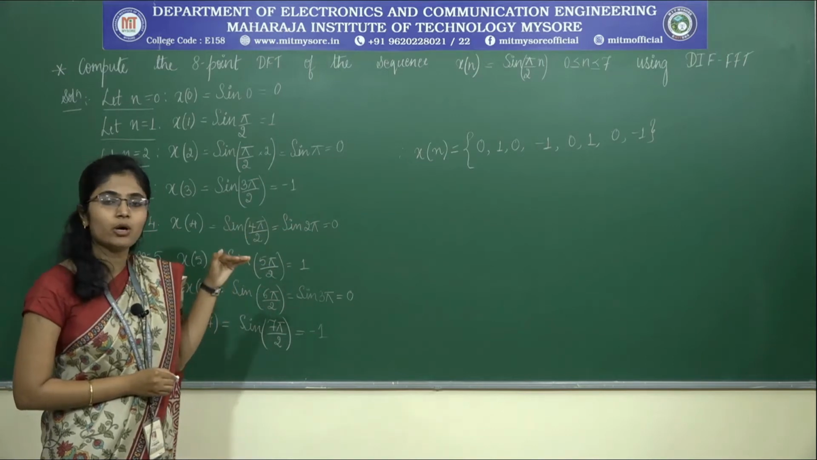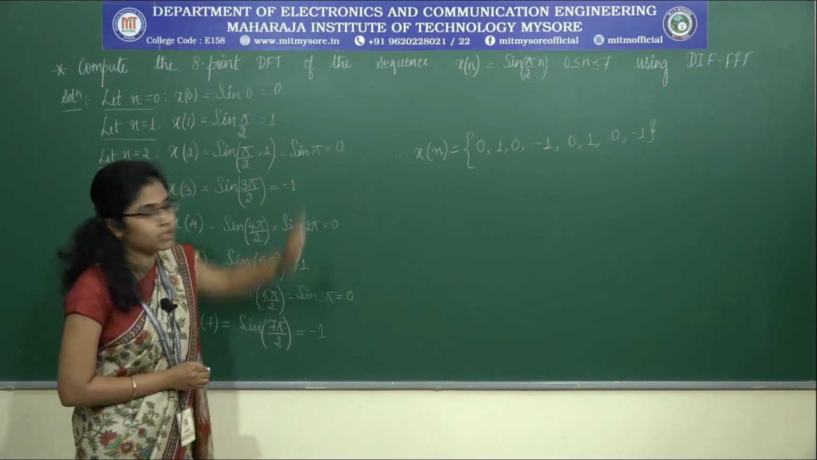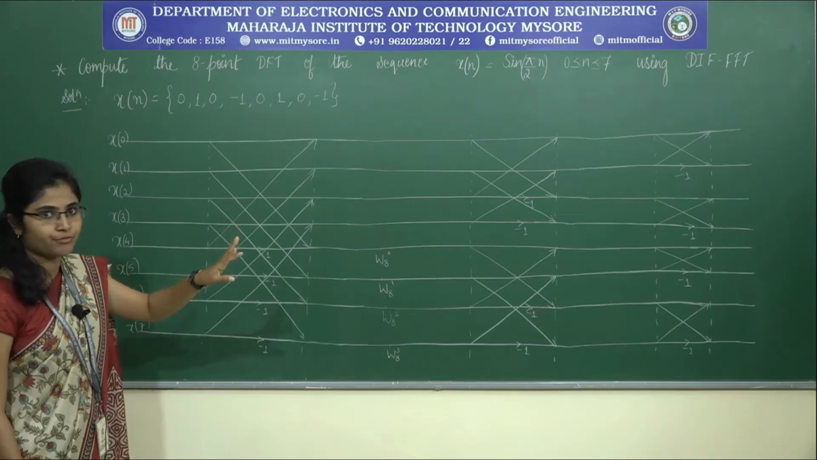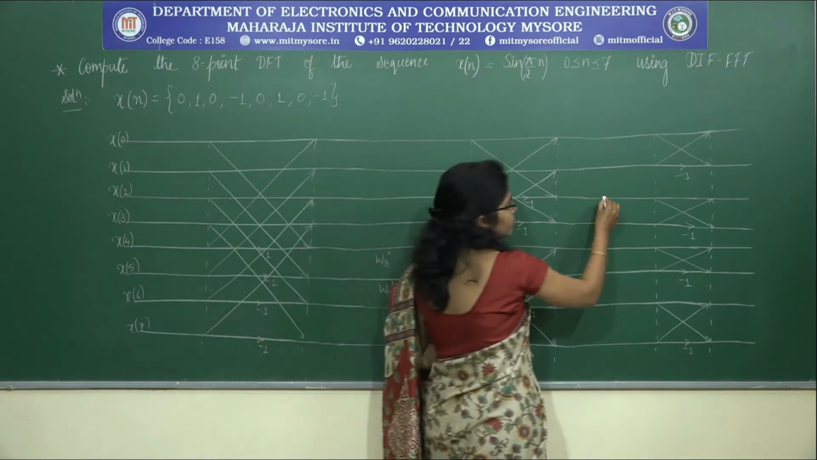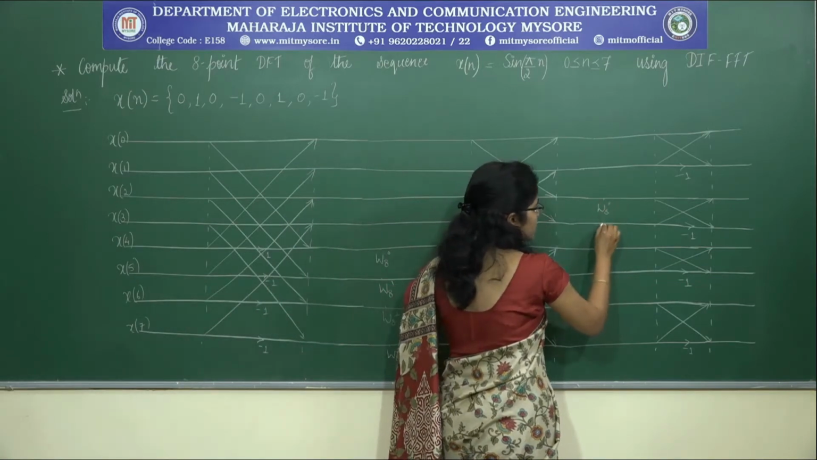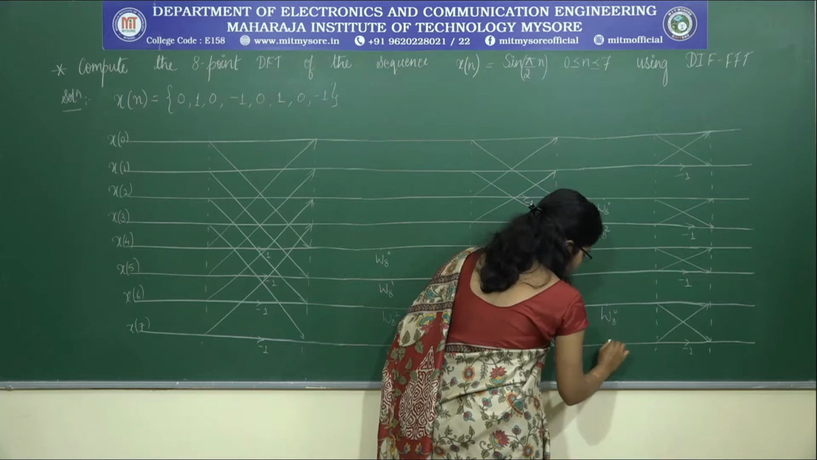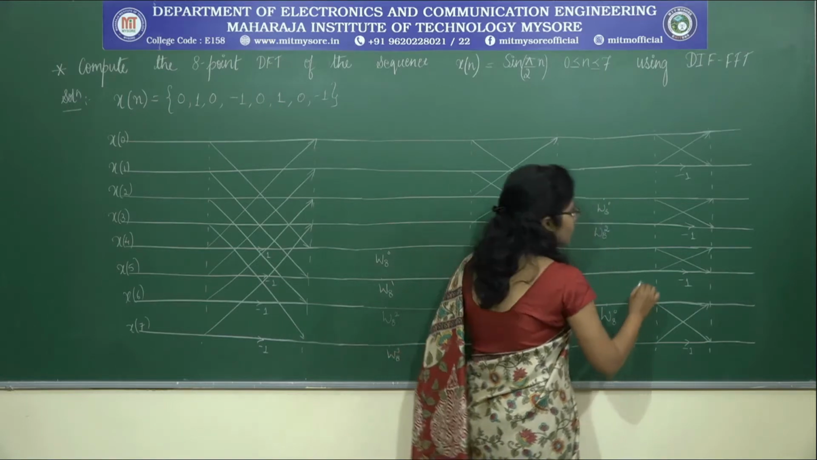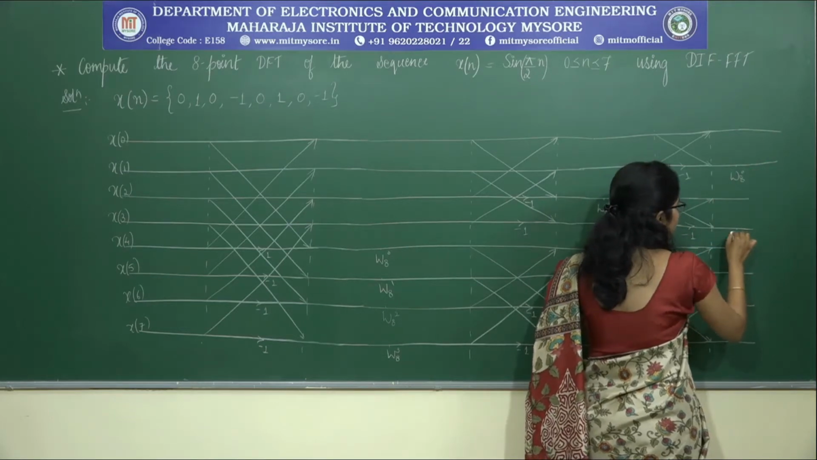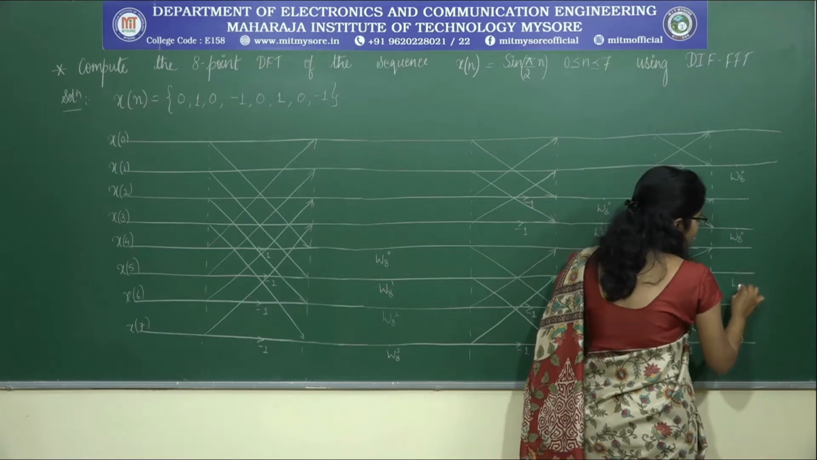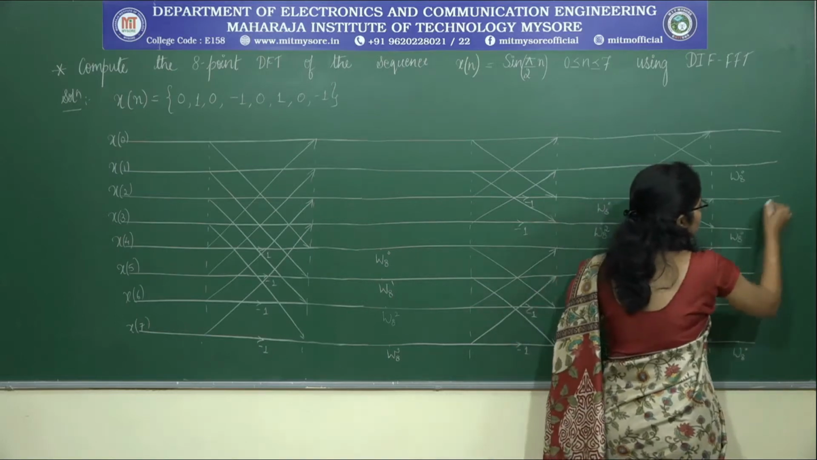Now, to this sequence I need to apply DIF FFT algorithm and find out the DFT for this particular sequence. If I draw the butterfly structure of DIF FFT algorithm, the input is in normal order. Here we get the twiddle factor terms, omega 8 to the power 0 and omega 8 square. Similarly, at this point we will have omega 8 to the power 0 and here omega 8 square, and in the last stage omega 8 to the power 0.